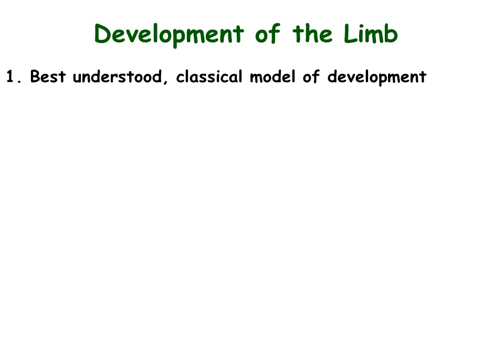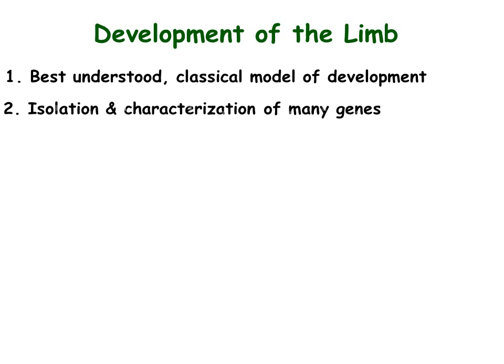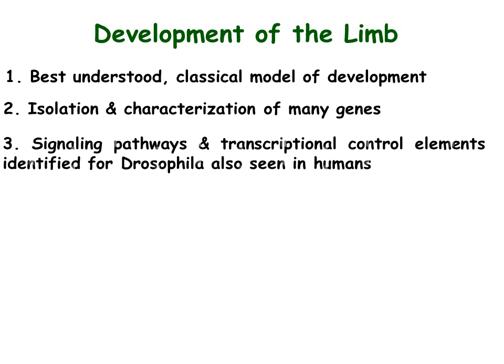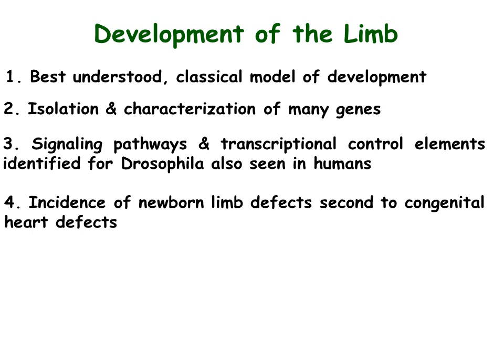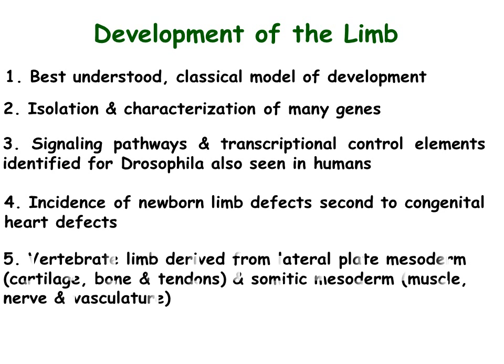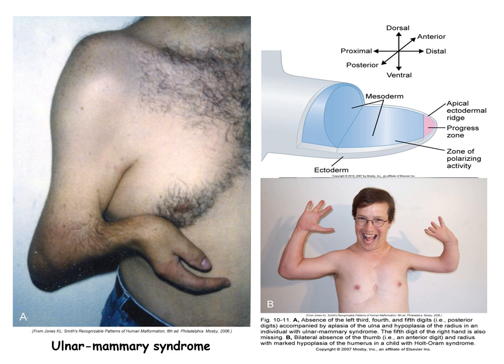Development of the limbs. This is the best understood. It's the classical model of development. We've isolated and characterized many of them. Obviously, some of them are going to be involved in the signaling pathways and transcription. And we found many of them in Drosophila, so we're also seeing them in humans as well. And incidence of newborn limb defects is second to congenital heart defects. That's how common it is. And this is showing you the ulnar mammary syndrome.